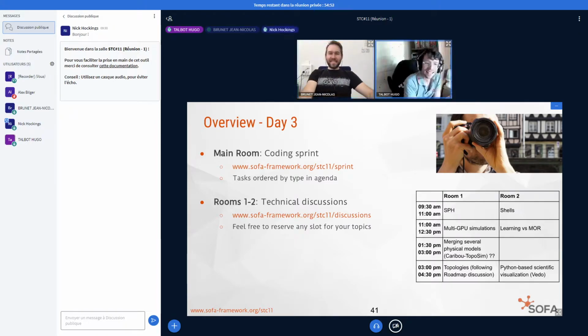Cool. Can you just say a few words about this SPH code, Jean-Nico? About which SPH code? The one you developed. It was ML. Because SPH is quite large. It can do fluids, but it can also do elastic behaviors. I mean, it's an interpolation scheme.